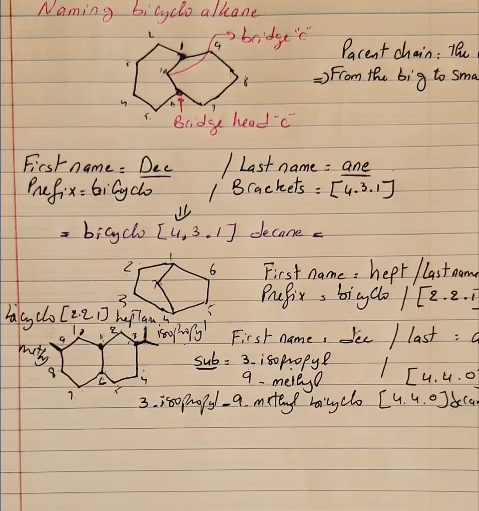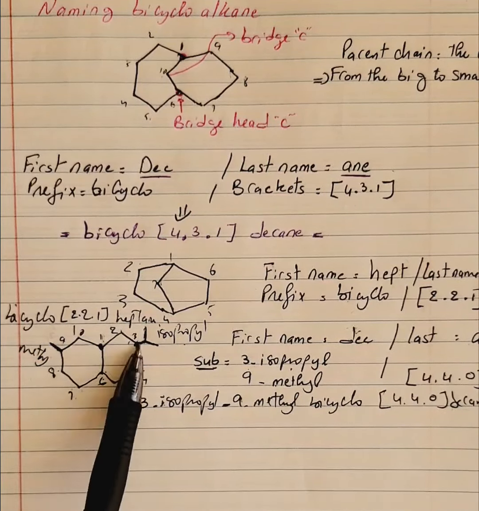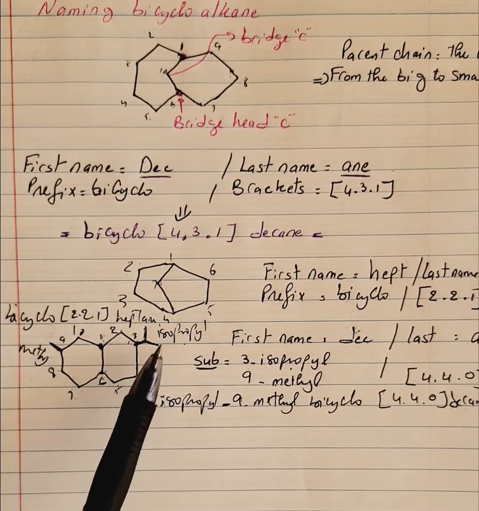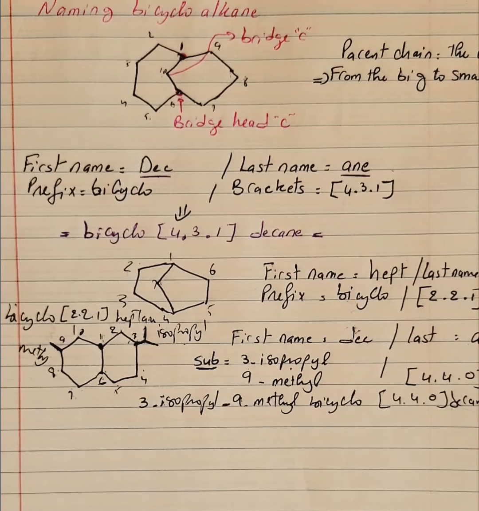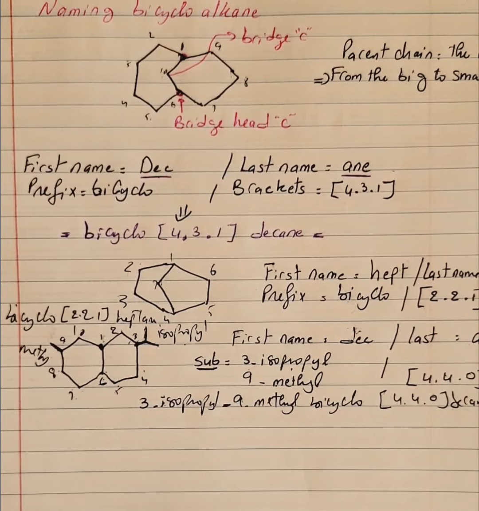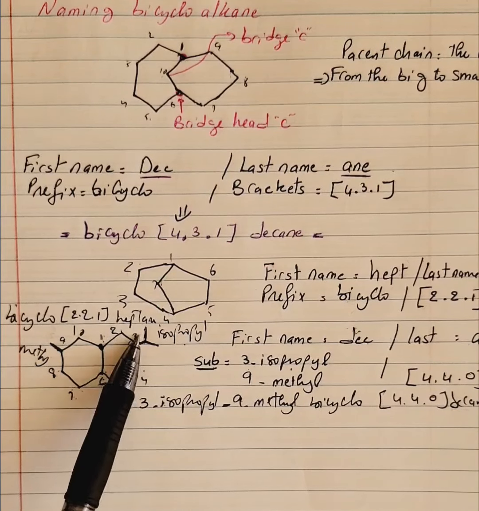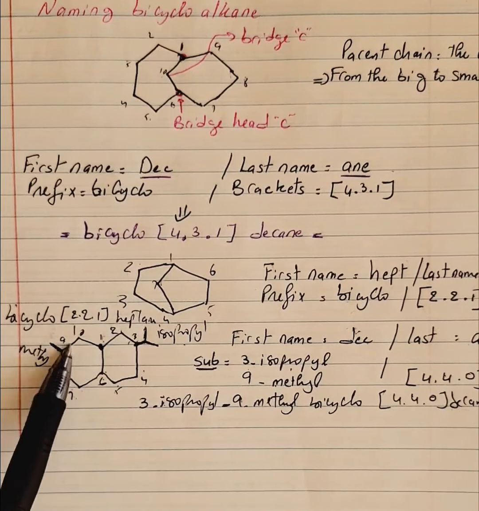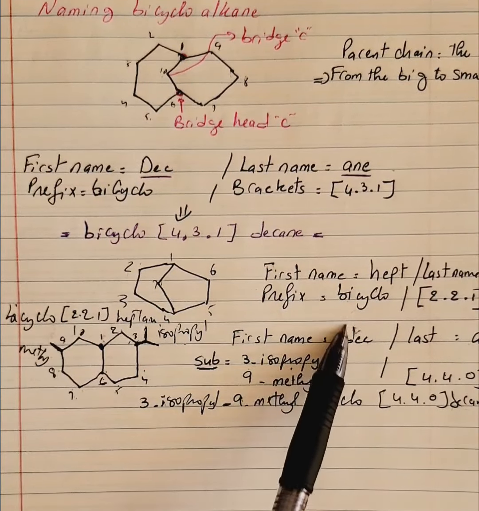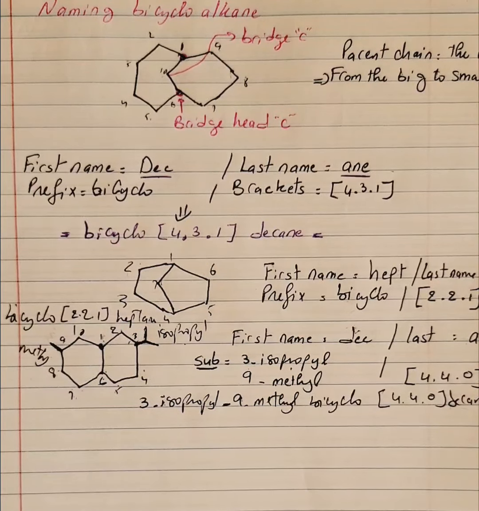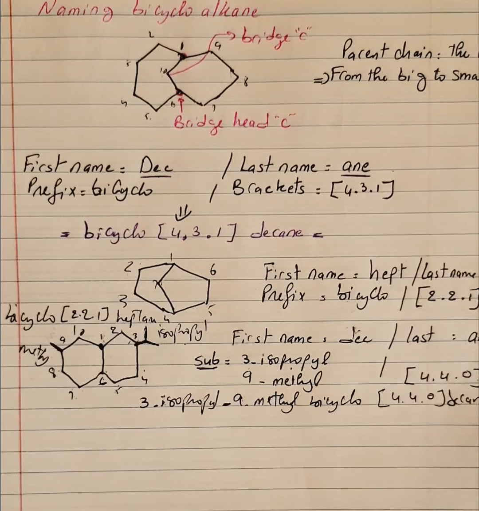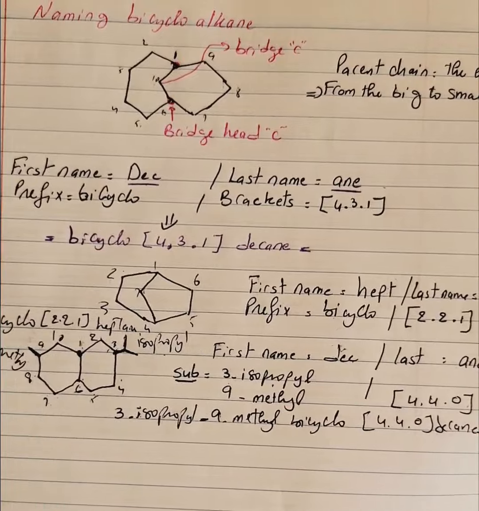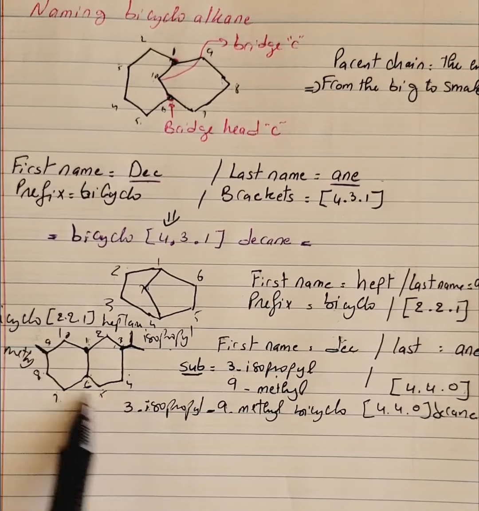But here we have to rank them in order of priority. The isopropyl comes before the methyl here, so we can start counting from here, 1, 2, 3, 4, 5, 6, 7, 8, 9, 10, giving us the first name of dec. And here ane at the end, since it's an alkane, single bonds.